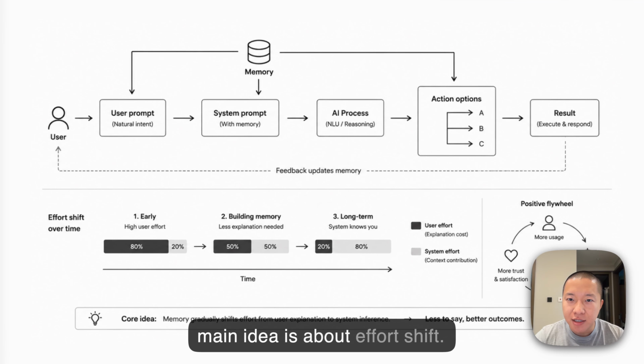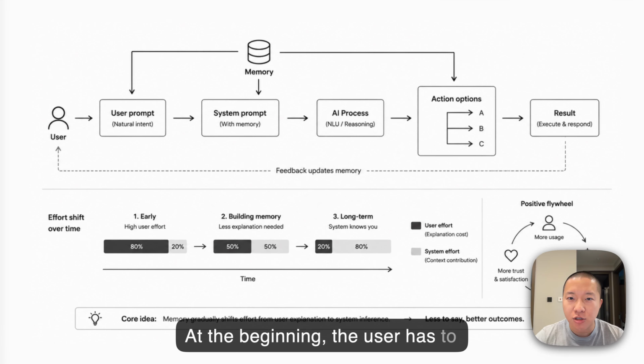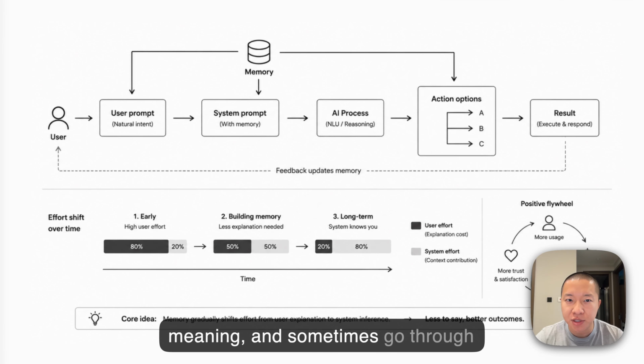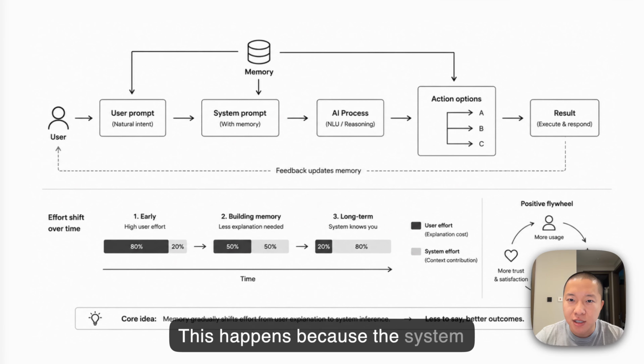This page is the core of the video. The main idea is about effort shift. At the beginning, the user has to explain more. The user has to describe the need, clarify the meaning, and sometimes go through several turns. This happens because the system does not yet understand the user's habits, preferences, and repeated situations.